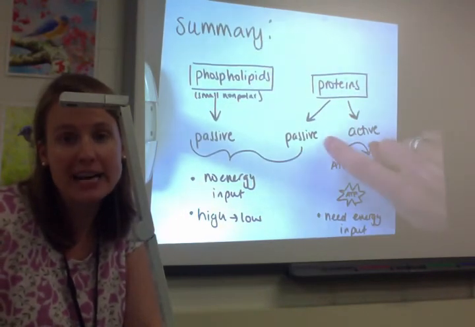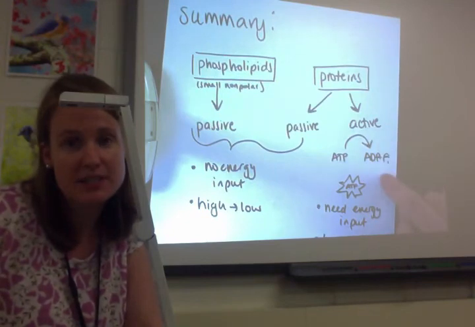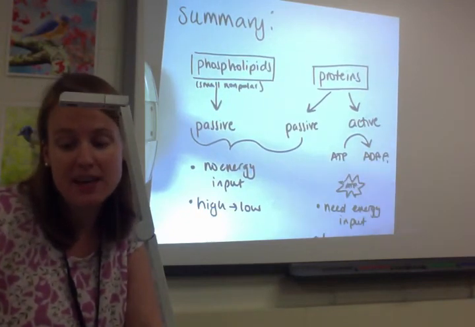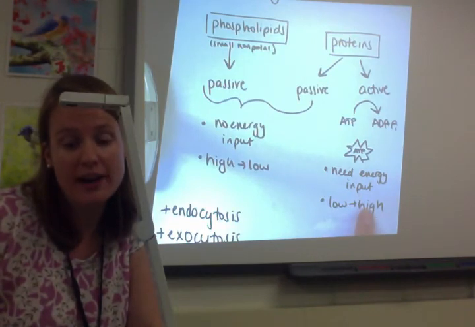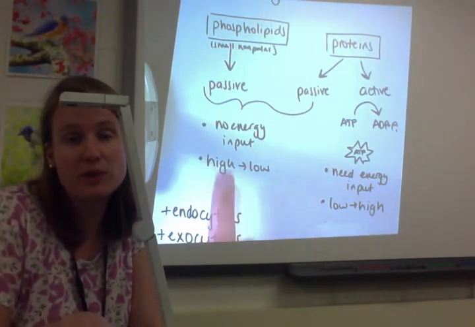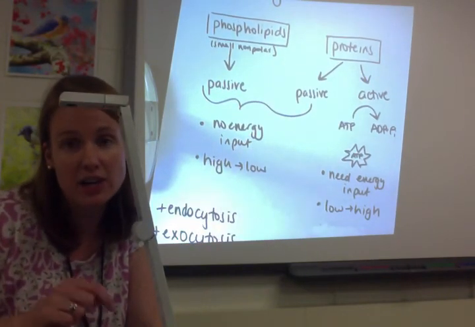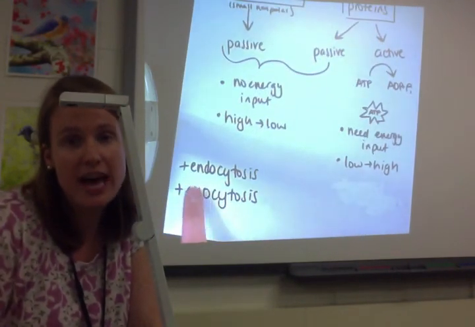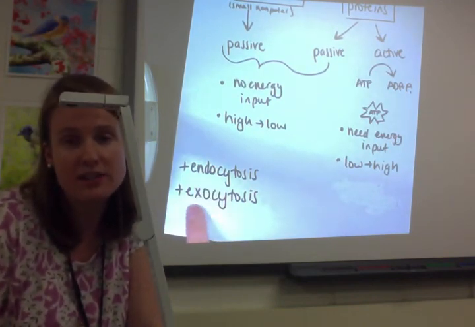Proteins have both passive and active transport systems. The active transport systems require ATP. Because they need energy to move things from a low concentration to a high concentration. But those passive transport systems needed no energy input because they're going from high to low. We also touched on endocytosis and exocytosis. Remember, endo is enter, exo is exit.